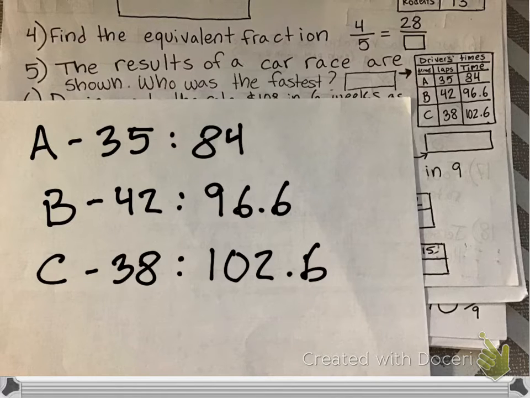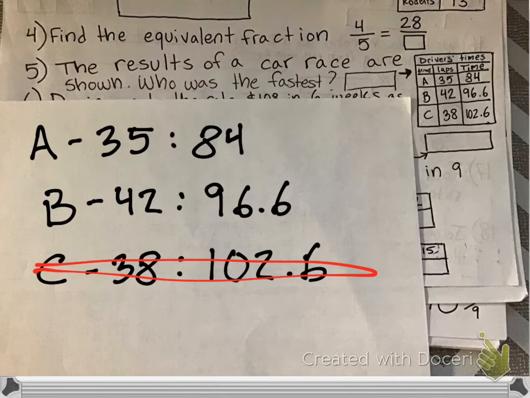Let's look at this. B had 42 laps and C had 38 laps. Who had more laps, B or C? We said B. And who took more time to do it? Let's see, Hannah. C. So if B had more laps and took less time, do you think C's going to be the fastest? No. So we can automatically cancel that one out because we know that just doesn't work.